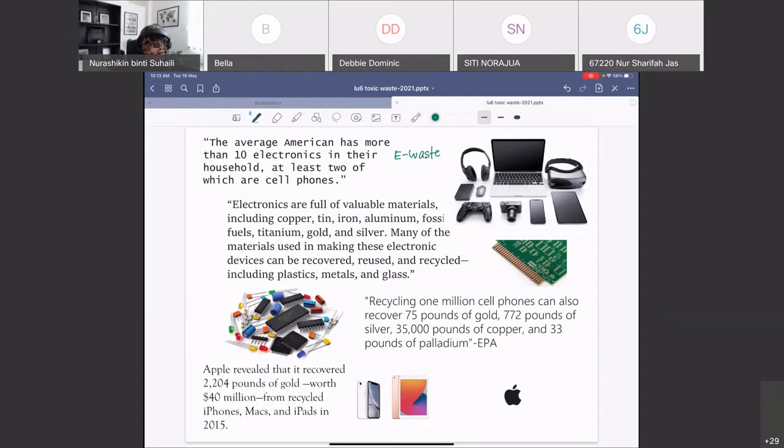And there is also a statement that says Apple revealed that it recovered 2,204 pounds of gold worth $40 million from recycled iPhones, Macs, and iPads in 2015. So that is actually the benefit of recycling.